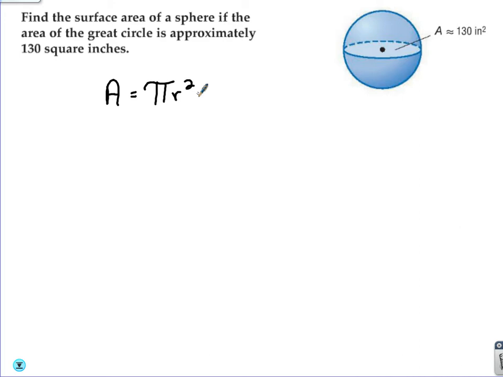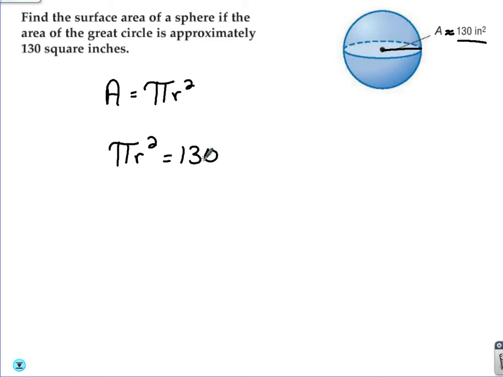And what we're going to do is we're going to use this 130. And notice it's already approximate. Our answer is not going to be exact. There's no way it can be exact because they gave us an approximate area. We're going to use that area to try to find a radius. If the area is 130, that means that pi r squared was 130.